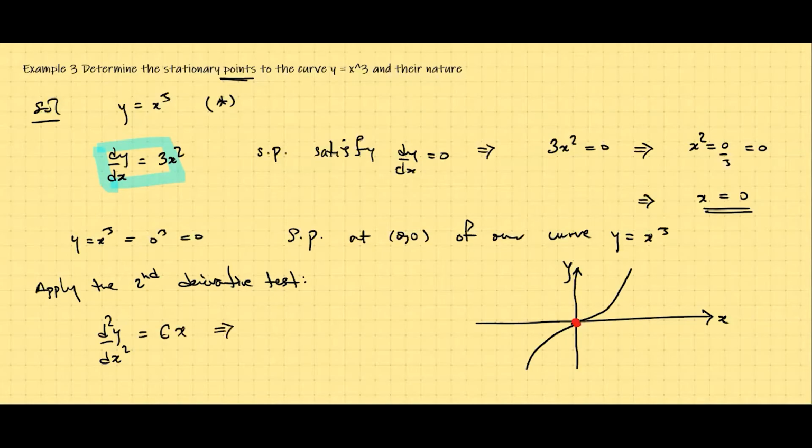And of course, the second derivative test says it's not good enough just to differentiate it. I actually have to evaluate it at the value of the stationary point. In this case, we know the x value of the stationary point is x equals 0. I'm going to substitute x equals 0 into my formula, which gives me 6 times 0, which is 0. And by the very first case of the statement for the second derivative test, since the second derivative is 0, that tells us the stationary point is a point of inflection.